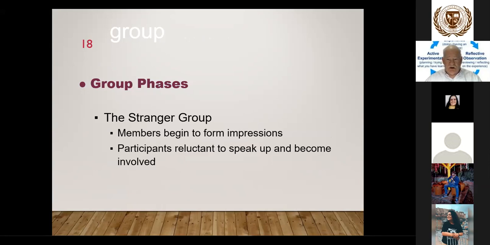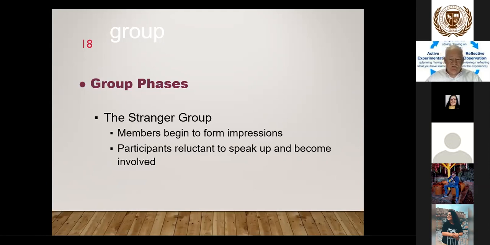Thank you. Okay, so now let's talk about the group phases. The stranger group is the first one that you encounter, and the stranger group members begin to form impressions. And I know, for example, if you've ever been to a first day of a new class, people are generally going to be quiet and do a lot of looking around and observing each other, considering who are these people, what do they think of me, and if I say something that might be perceived as silly or foolish or anything, how will they react?